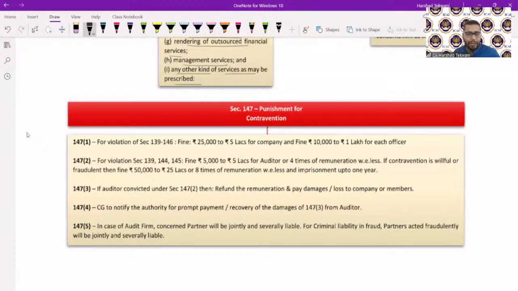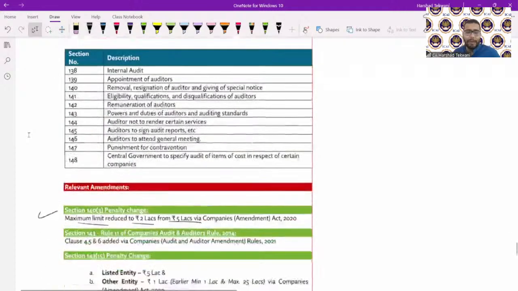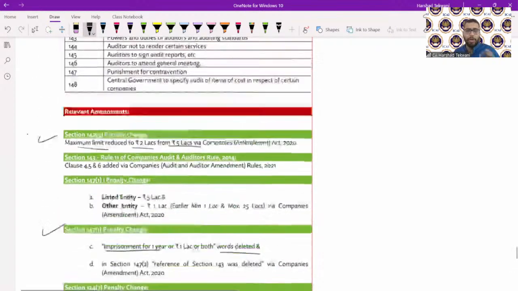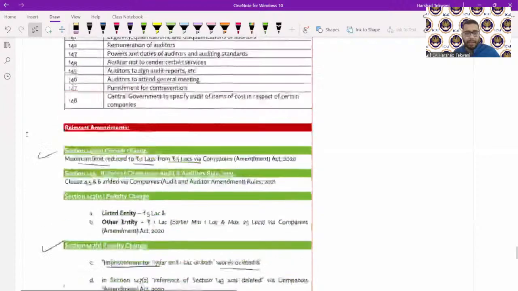Now, for the violation of 139 to 146, if there is a violation of any of the provisions, then the fine is 25,000 to 5 lakh for the company and 10,000 to 1 lakh for each of the officers. What is the change in this particular section? The word imprisonment was deleted. Earlier, there was a penalty of imprisonment for 1 year, but that has been deleted. Reason being, for officers of the company, it has been reduced to only the penalty amount, not the imprisonment.